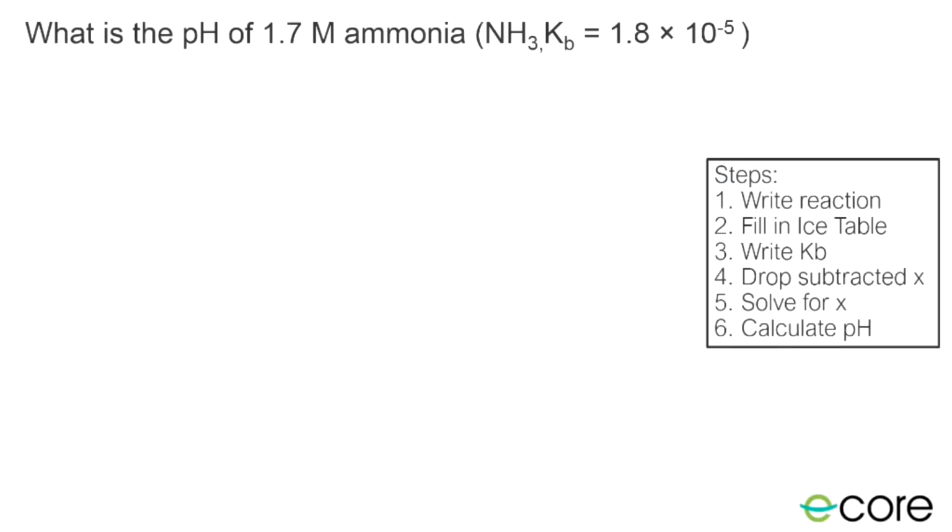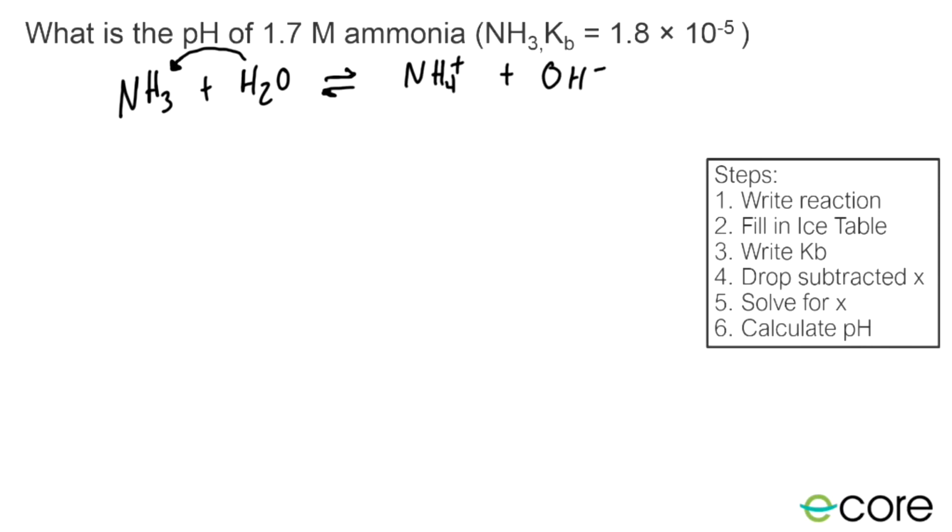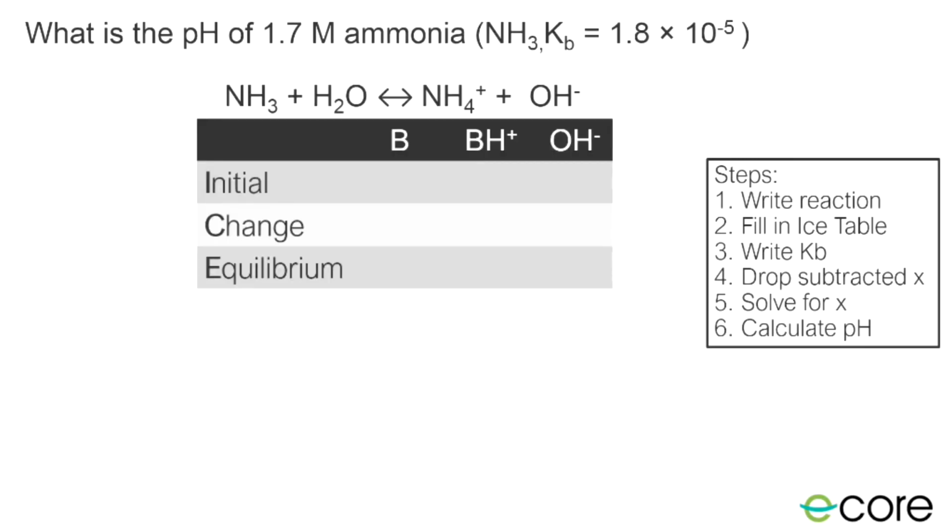Here we have ammonia, and we want to solve for the pH once again. It's going to look quite similar. Step 1, write the reaction. NH3 reacts with water. And because NH3 is a base, that means it's going to accept a proton. So a hydrogen ion is going to transfer back there, and we'll get NH4 plus OH minus. And now that we know the reaction, we can fill in our ice table. So that's step 1 and 2.